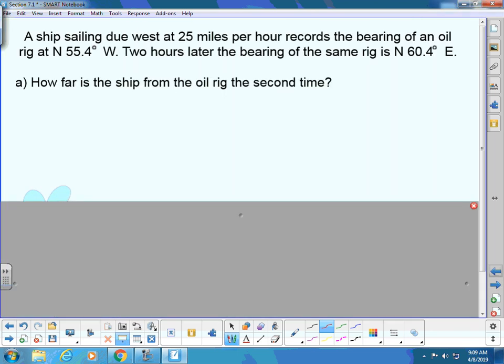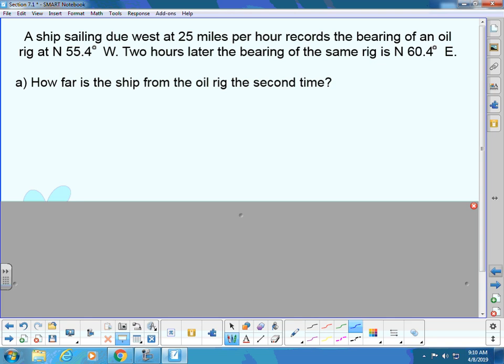Okay, this is going to be our last problem in this video. A ship sailing due west at 25 miles per hour records the bearing of an oil rig at north 55.4 degrees west. 2 hours later, the bearing of the same rig is northeast 60.4 degrees. Okay, so we need to draw this picture. We know it's going to make a triangle shape.